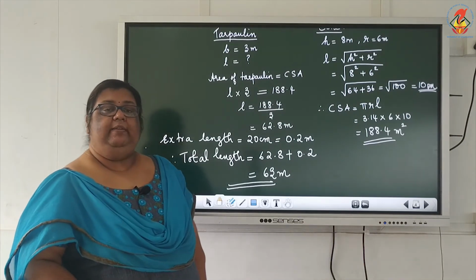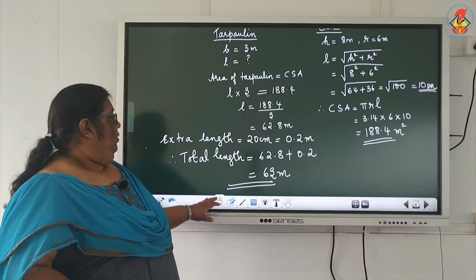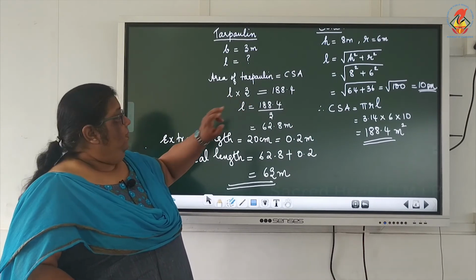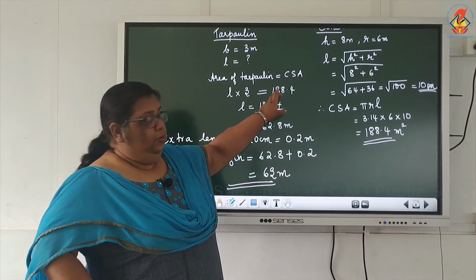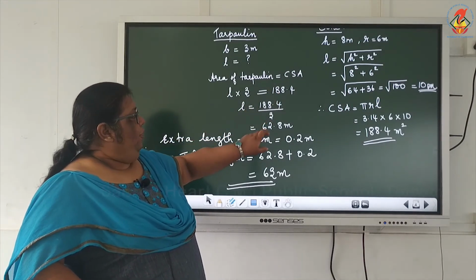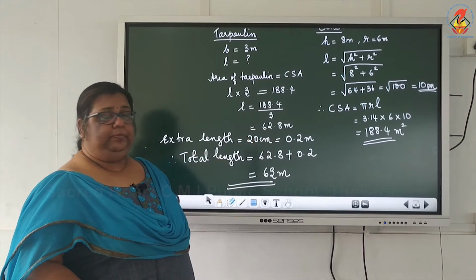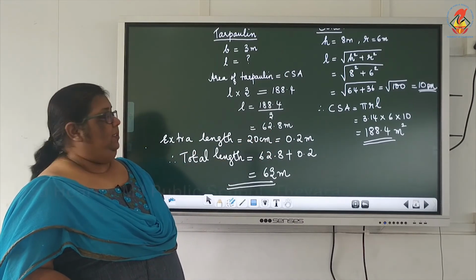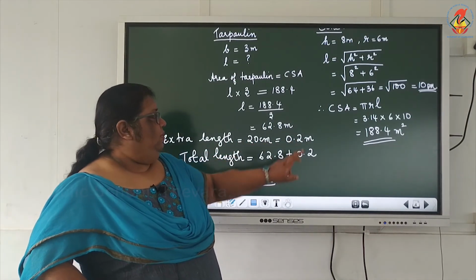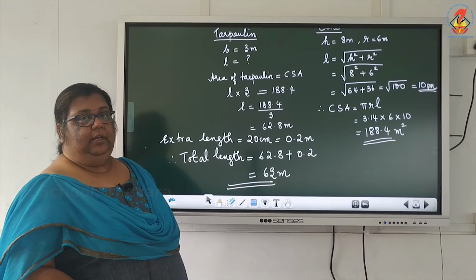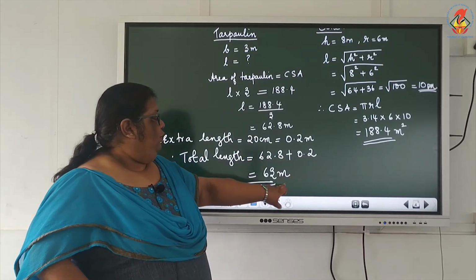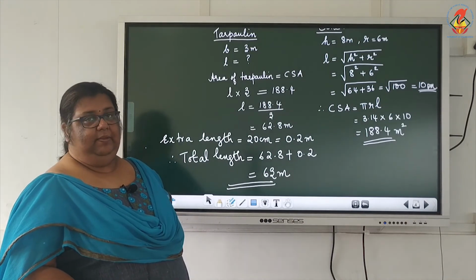Area of the tarpaulin will be equal to CSA of the cone. Area of the tarpaulin, length into breadth, because it's a rectangular shape. Length into 3 is equal to 188.4. So length is equal to 188.4 by 3, which is equal to 62.8 meter. Extra length is equal to 20 centimeter, which is equal to 0.2 meter. Therefore, the total length will be 62.8 plus 0.2, which is equal to 63 meter.